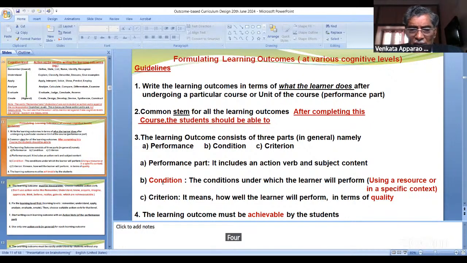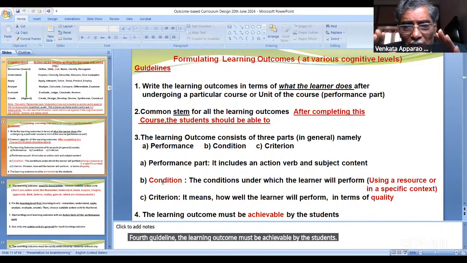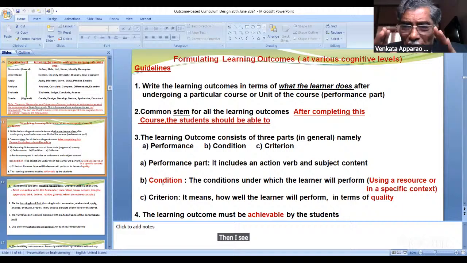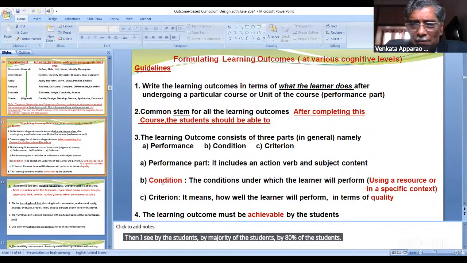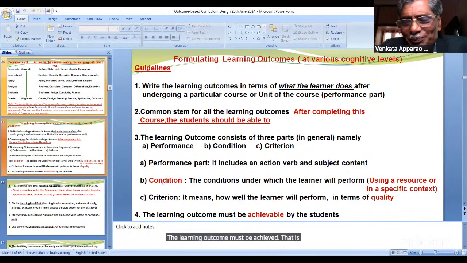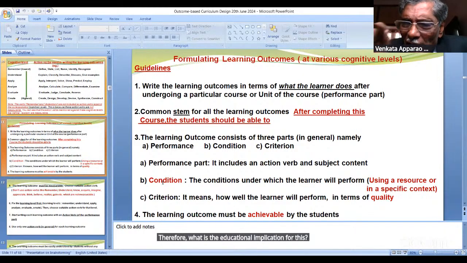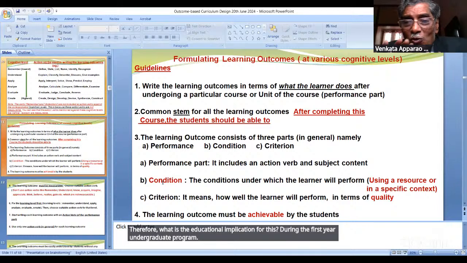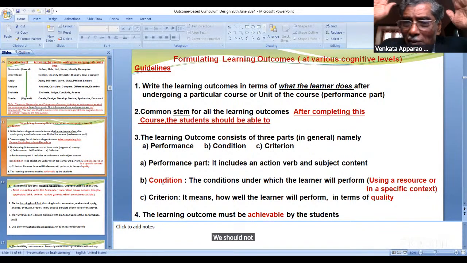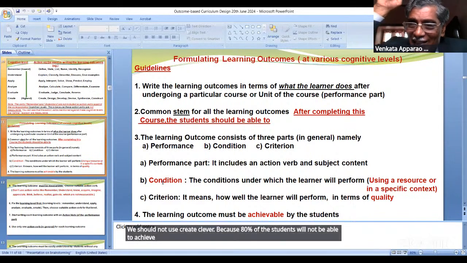Fourth guideline, the learning outcome must be achievable by the students. When I say by the students, by the majority of the students, by 80% of the students, the learning outcome must be achievable. That is very important. Therefore, what is the educational implication for this? During the first year undergraduate program, we should not use create level, because 80% of the students will not be able to achieve at create level during the first year.